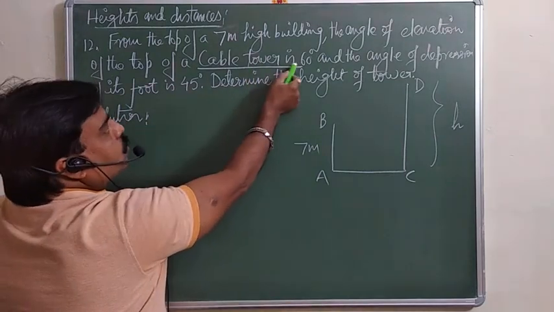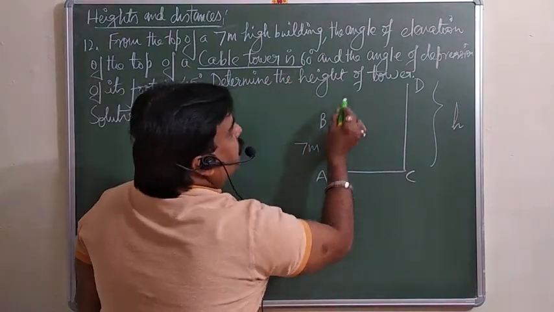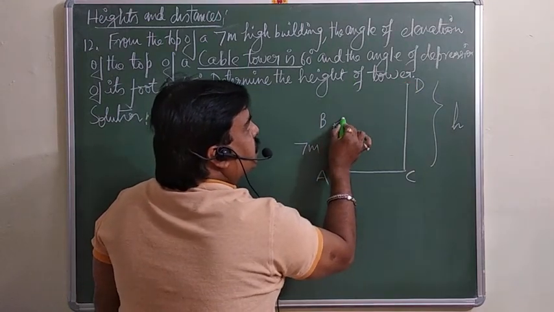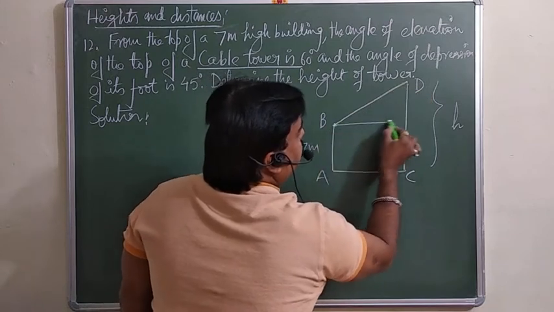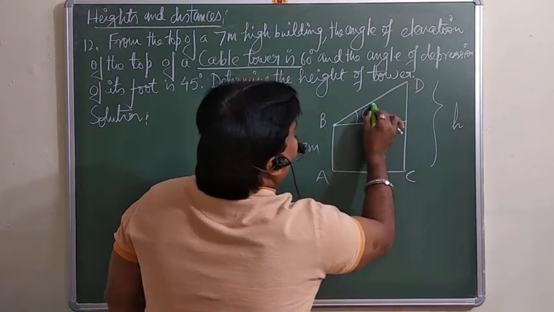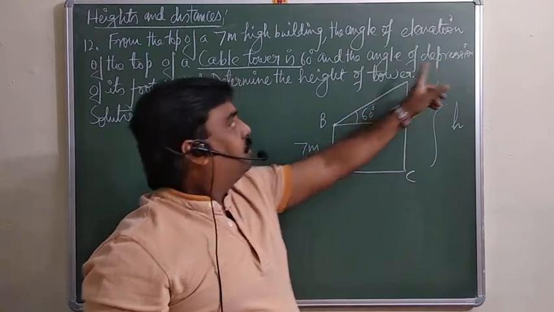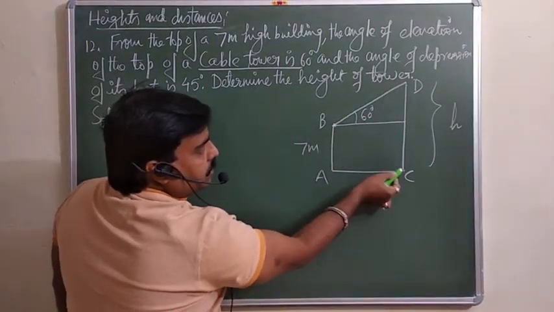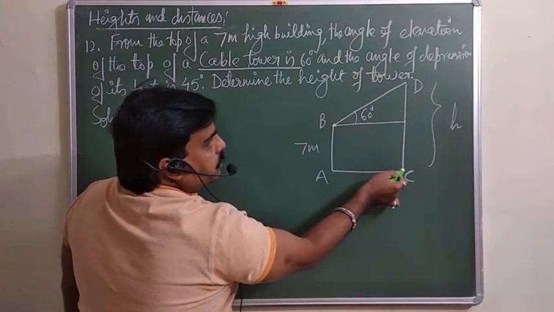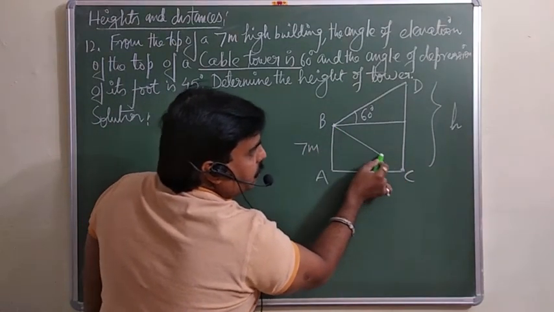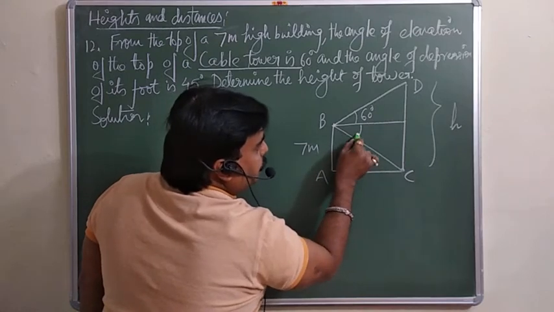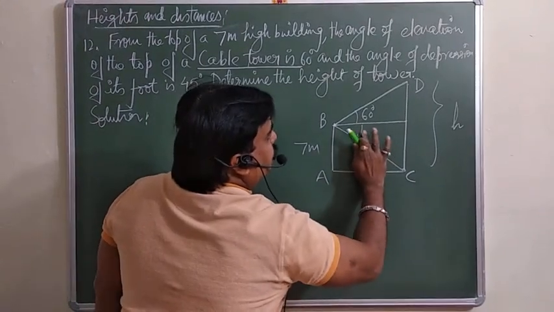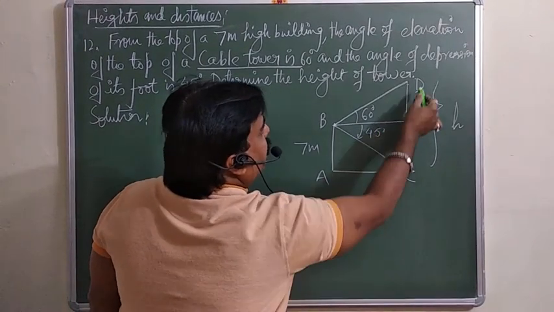From this point B, from the top of this building, the angle of elevation of the top of the tower is given as 60 degrees. This is your 60 degree. And the angle of depression of its foot is 45. Angle of depression means this is the foot of the tower. This angle will be the depression angle, that is 45 degrees here. You have to find out the height of this one.